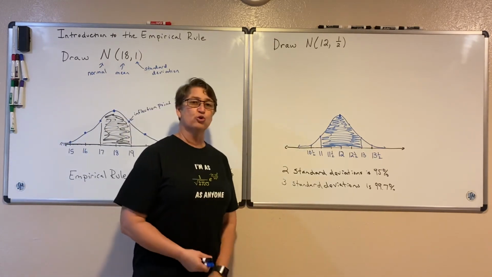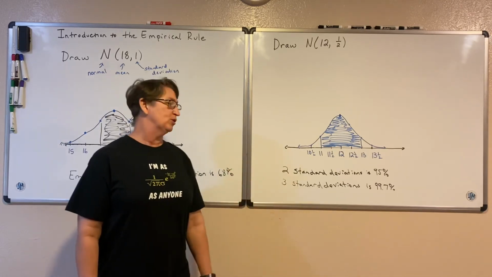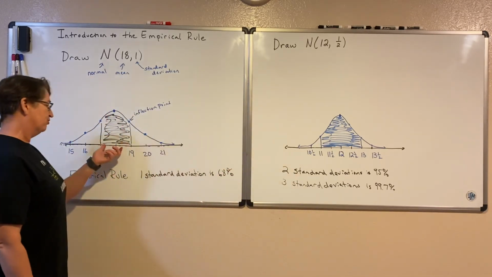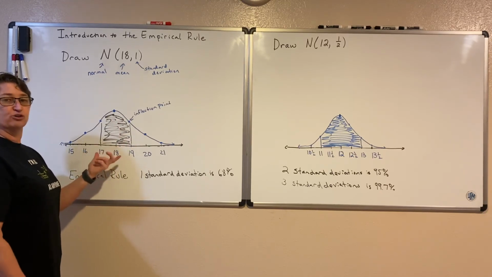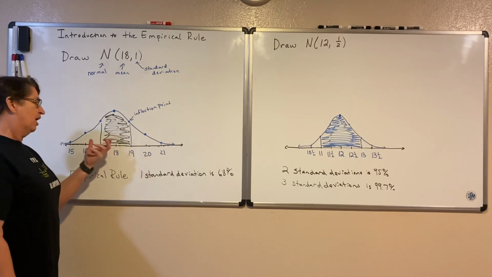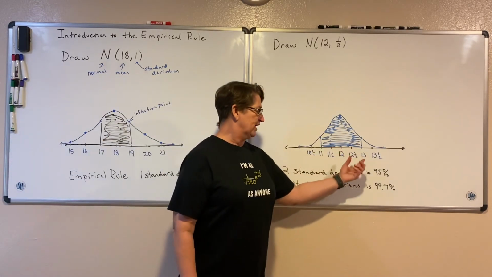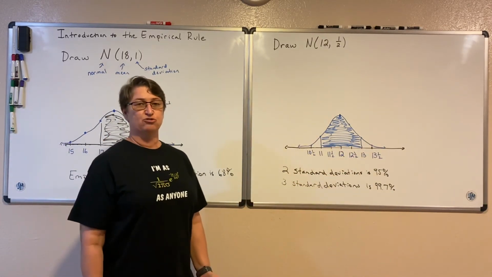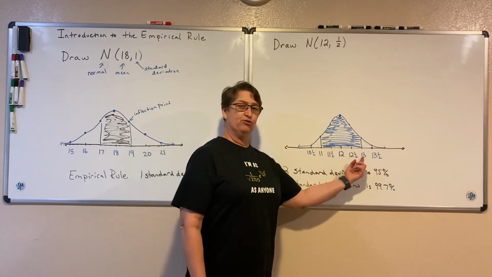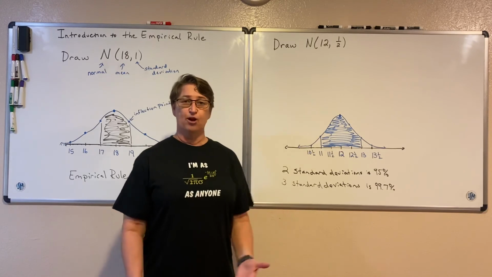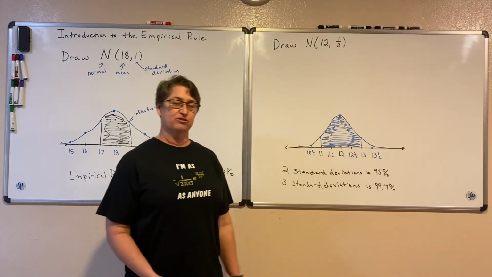So the empirical rule tells us this: 68, 95, 99.7. Within 1 standard deviation, 68% of your data is going to fall, or you could say 68% of the area under the curve. Within 2 standard deviations is 95%, so 95% of your data lies within 2 standard deviations, or you could say that the area under the curve within 2 standard deviations is 95% of your curve.